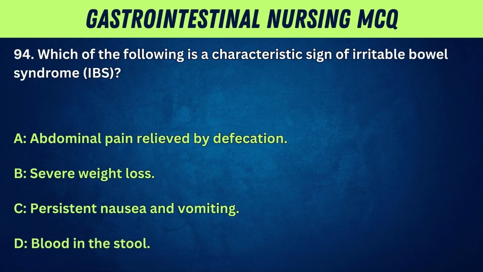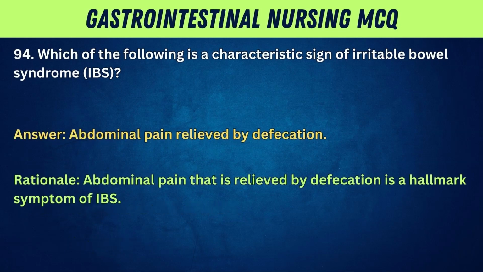94. Which of the following is a characteristic sign of irritable bowel syndrome, IBS? A. Abdominal pain relieved by defecation. B. Severe weight loss. C. Persistent nausea and vomiting. D. Blood in the stool. Answer. Abdominal pain relieved by defecation. Rationale. Abdominal pain that is relieved by defecation is a hallmark symptom of IBS.